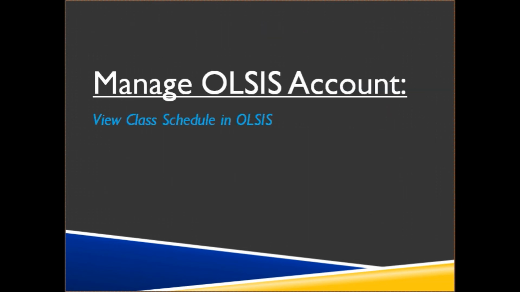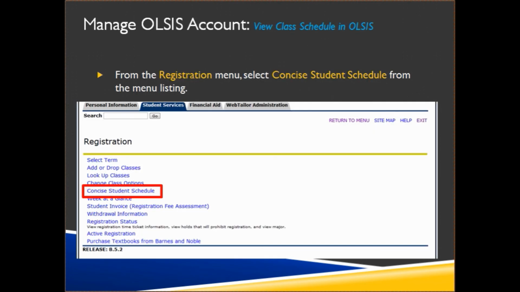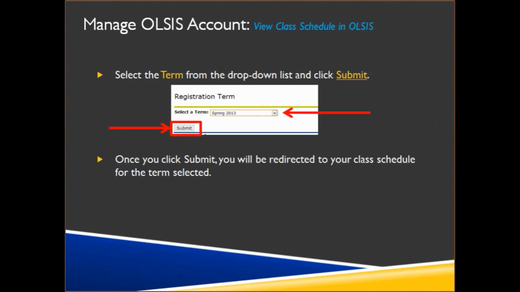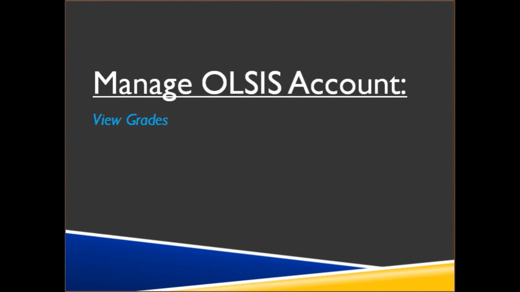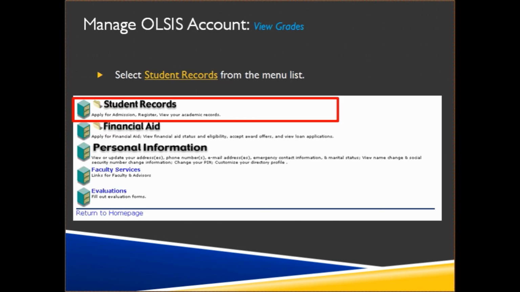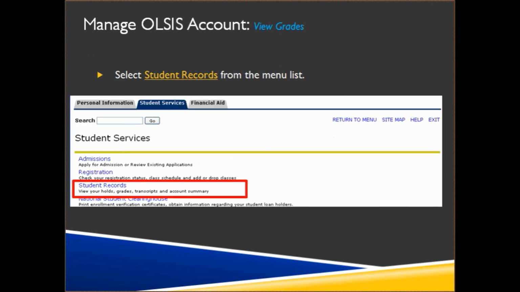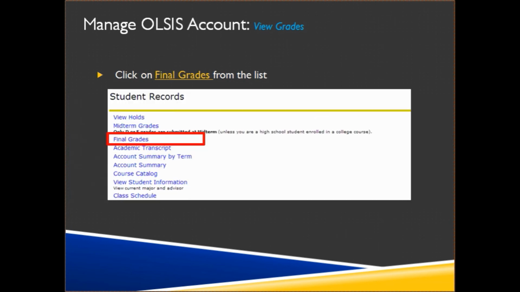View Class Schedule. From the registration menu, click on Concise Student Schedule from the menu listing. Select the term from the drop-down list and click Submit. Once you have clicked Submit, you will be directed to the class schedule for the term you selected. Viewing Grades. From the main menu, click on Student Records. Then from the list, click on Student Records again. From the listing, select Final Grades.